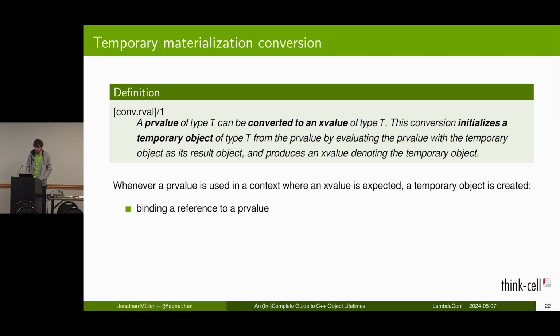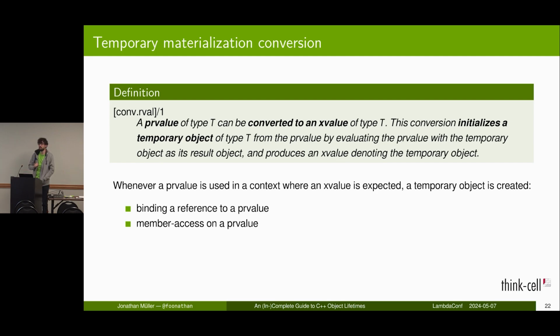What this essentially means is whenever we're using a PR value, like the number 42, in a context where we require an X value, so a reference to an object, we create a temporary object. This happens, as we've seen, when we bind a reference to a PR value. So on const L value reference, on R value reference.